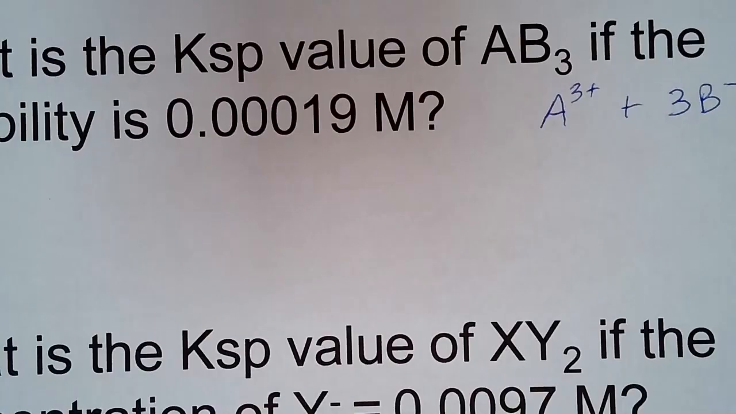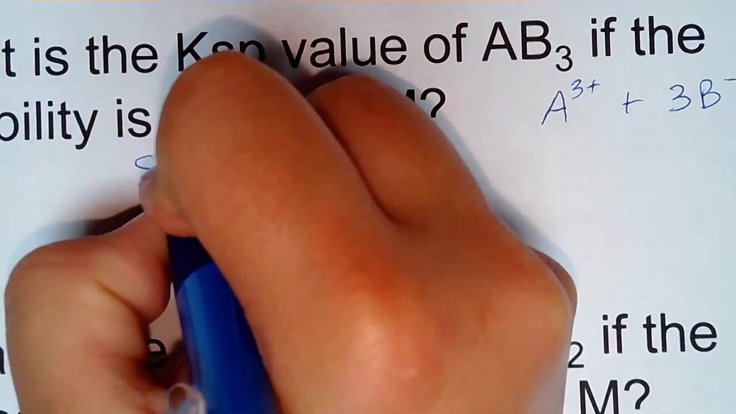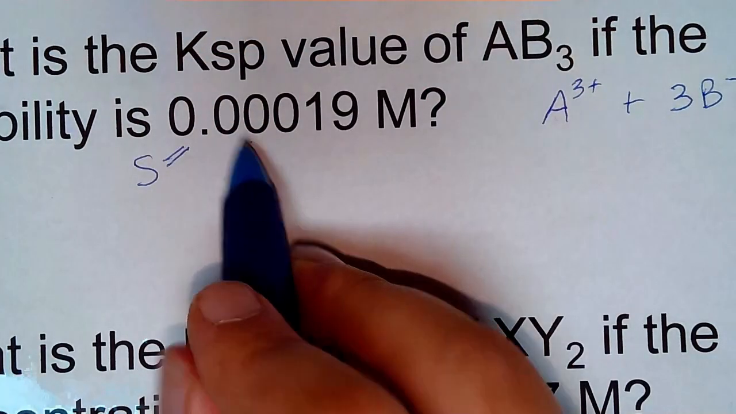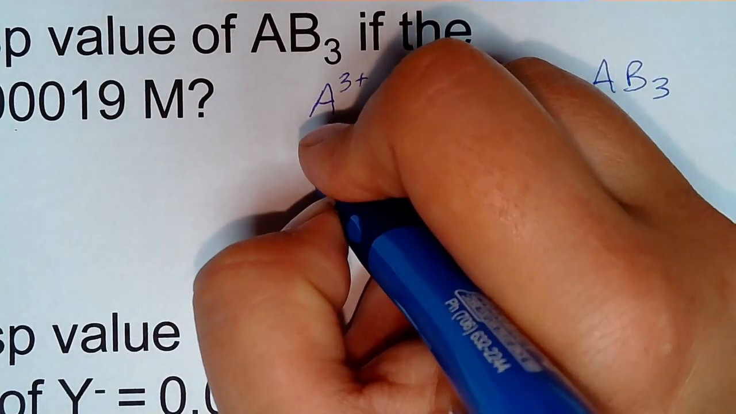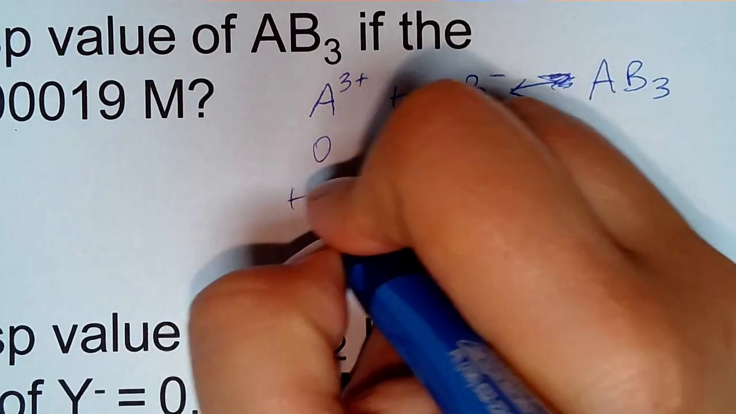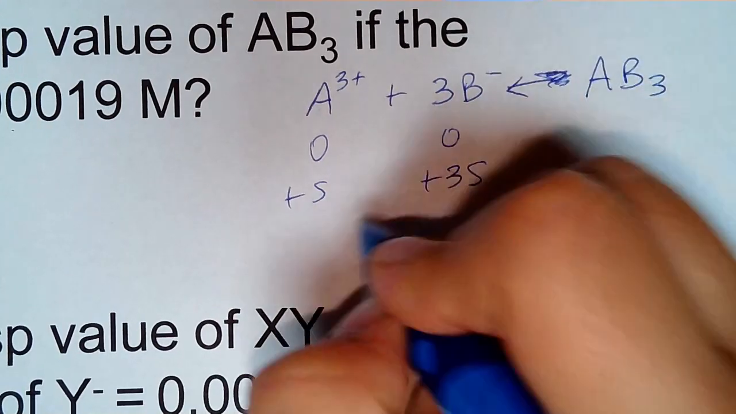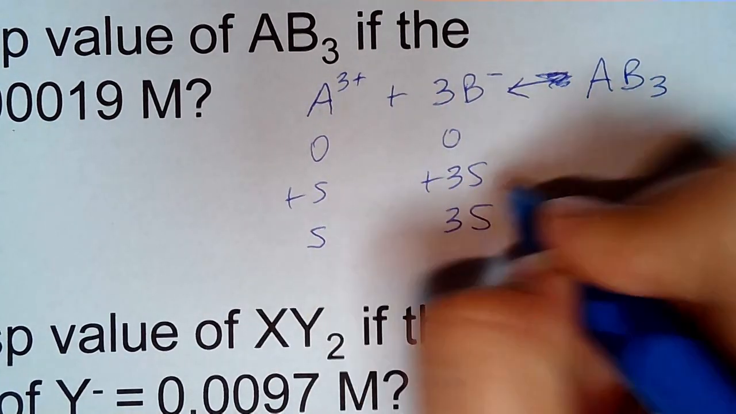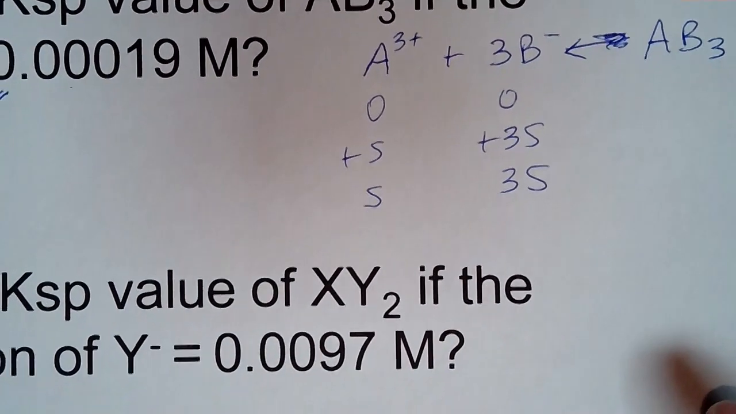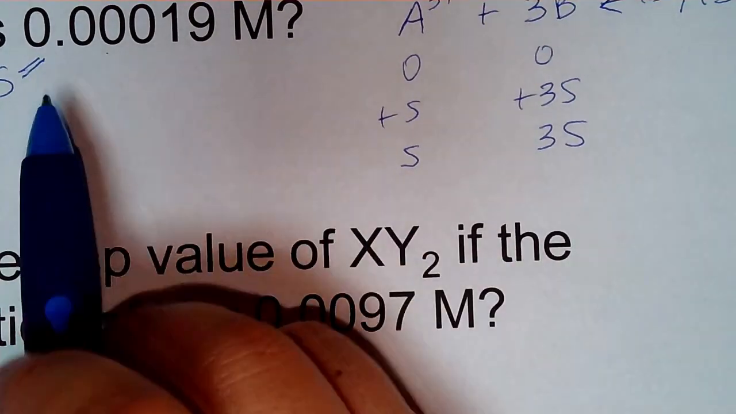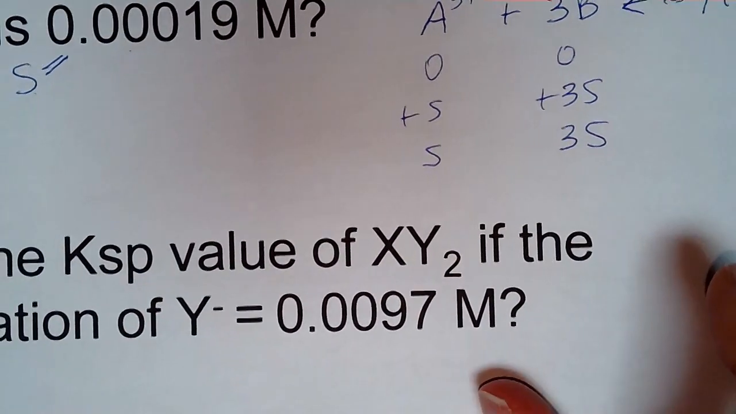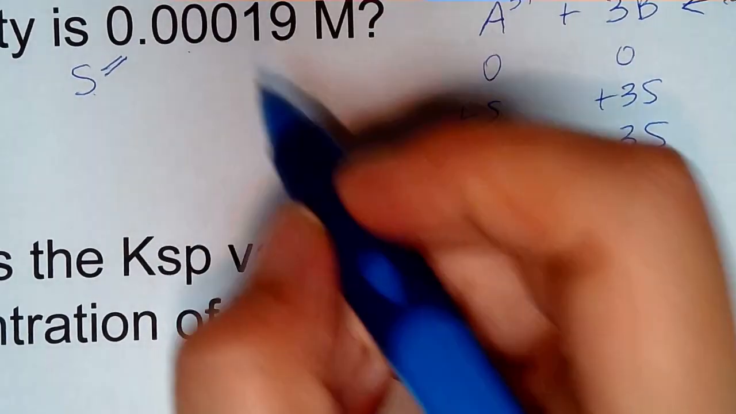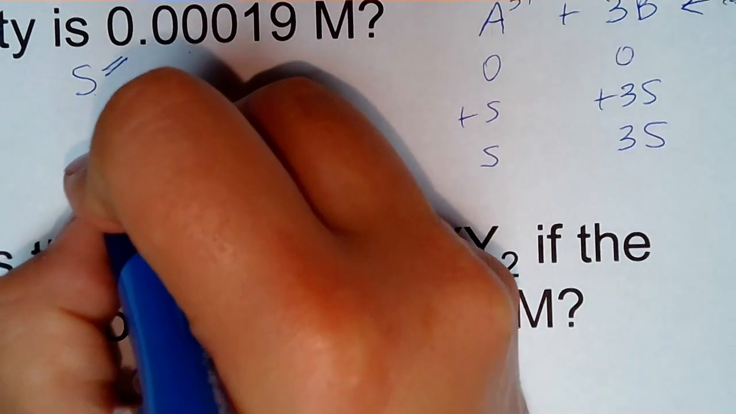If we filled in our table, we do 0, 0, plus S, plus 3S for our ion components, we can see where S is going to come in. But we want to put this into our KSP expression first so we know what we're solving for. So our KSP is going to be S times (3S) cubed.